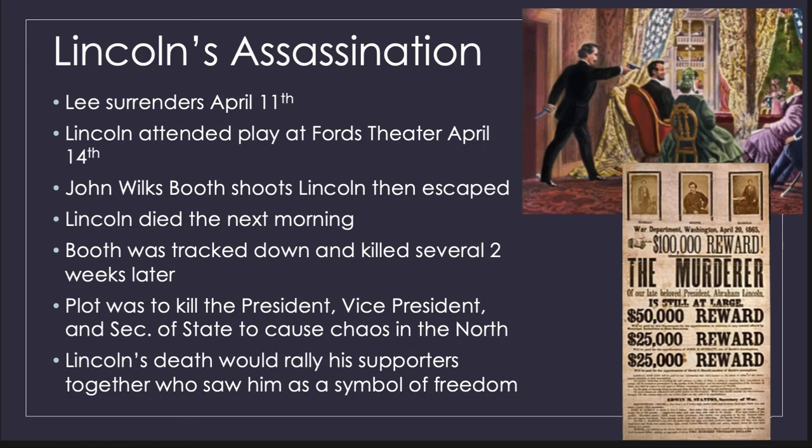But it doesn't work because the Vice President isn't killed. The Secretary of State was injured. He was stabbed, but he doesn't die. So Booth is really the only one that succeeded in killing his mark. But Lincoln's death really rallies his supporters around the Union victory, around the ending of slavery, around Reconstruction, putting the United States back together. And his supporters are going to see him as a symbol of freedom.